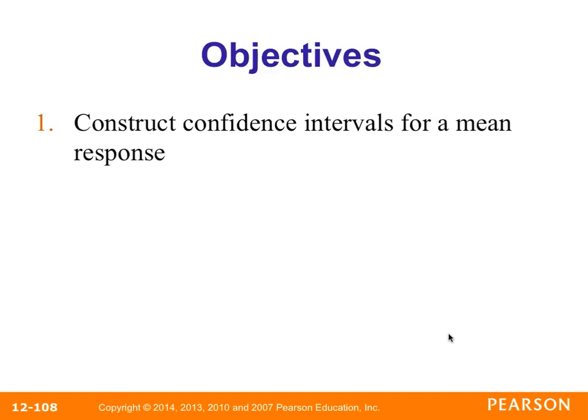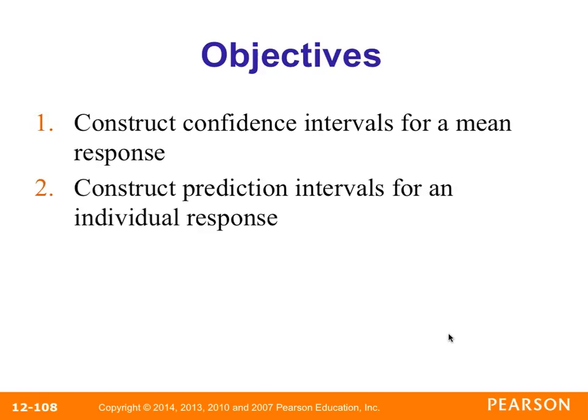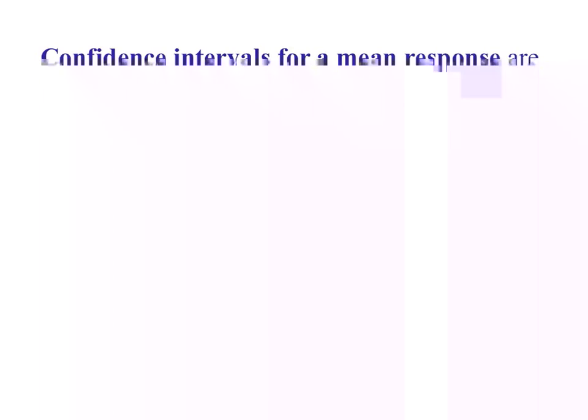Okay, lastly is section 12.4, which goes through some confidence and prediction intervals. So confidence intervals for a mean response are intervals that are constructed around a predicted value of y at some given level of x. They're used to measure the accuracy of the mean response of all individuals in the population.